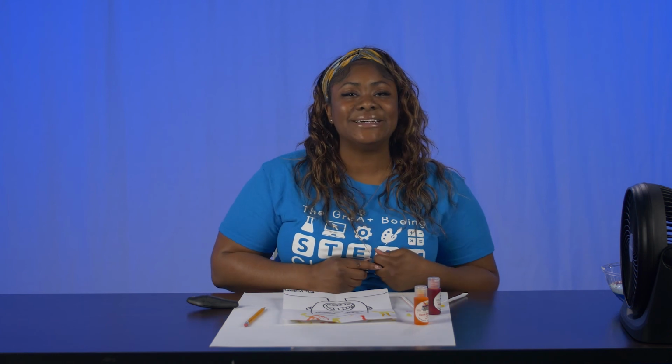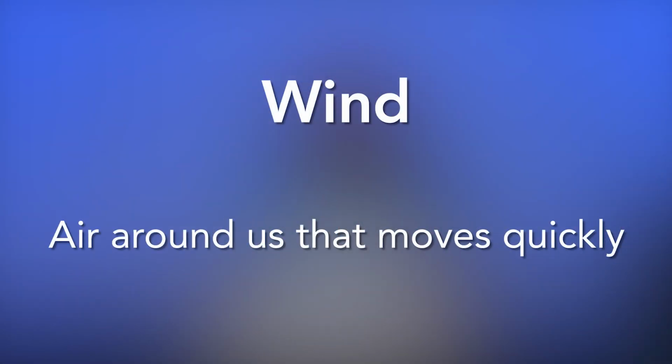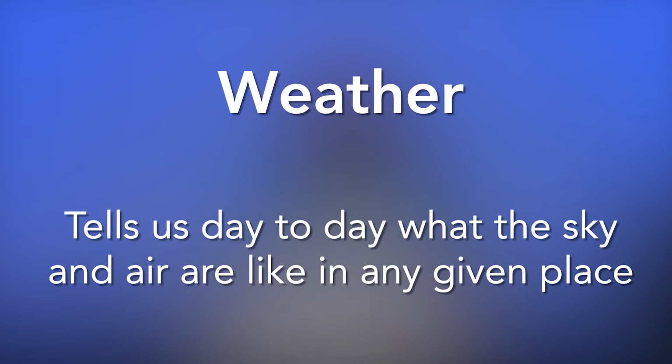So STEAM scholars, I hope you enjoyed our silly art project and being an artist today. We created a self-portrait on a windy day. Remember that wind is air around us that moves quickly. We learned that weather tells us day to day what the sky and air are like in any given place. In the cycle or pattern of weather, changes are divided into four parts called seasons. Weather tells us if it is sunny, windy, cloudy, rainy, stormy, or snowing.